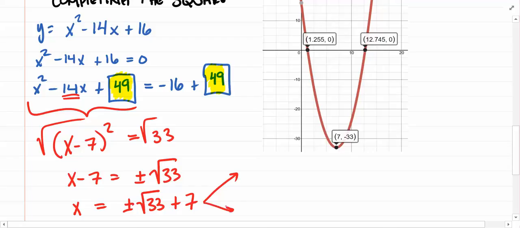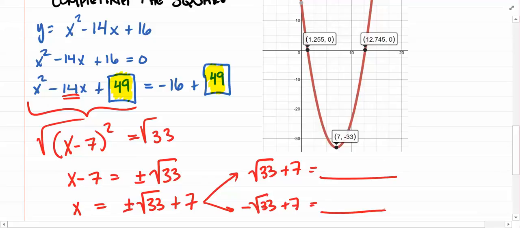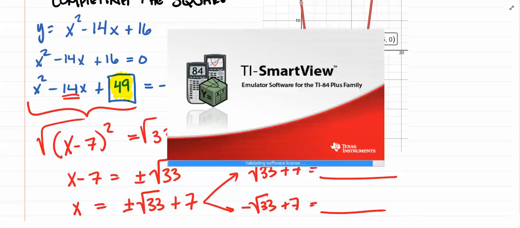There are two answers. The first one is the positive square root of 33 plus 7, and that's going to give us an answer. And the other one is the negative square root of 33 plus 7, and that's going to give us an answer. So we need to use our calculators for this, so I'm going to take my calculator out right now and show you how to plug this into your calculator as well, because we need to do square roots.